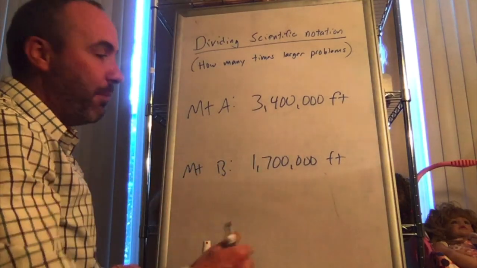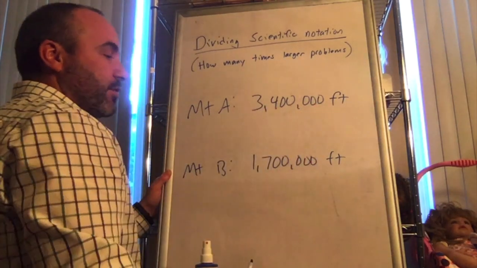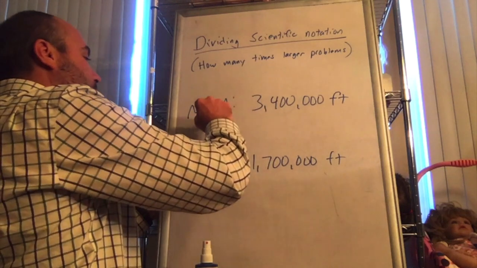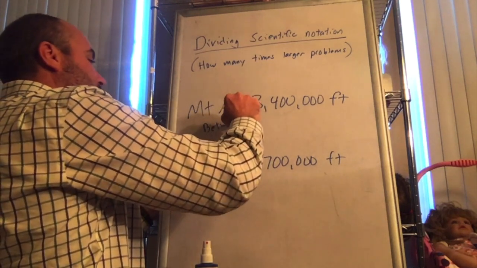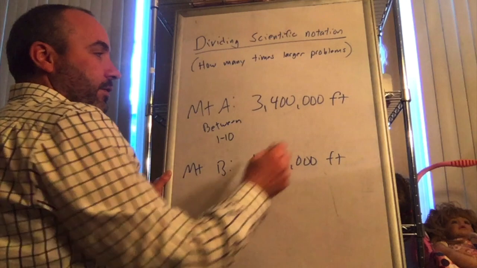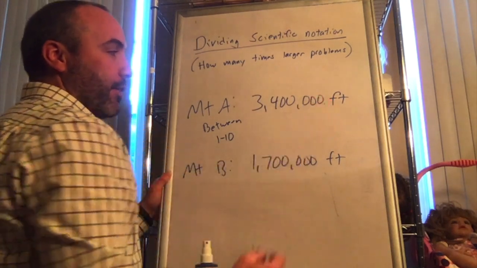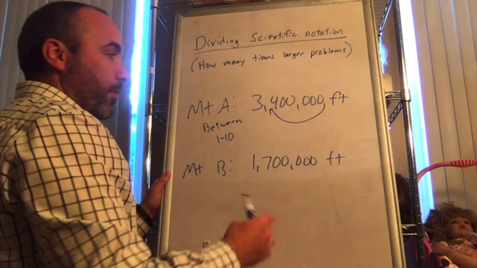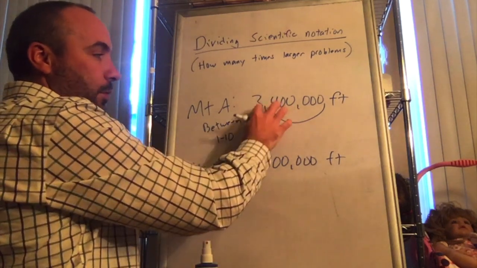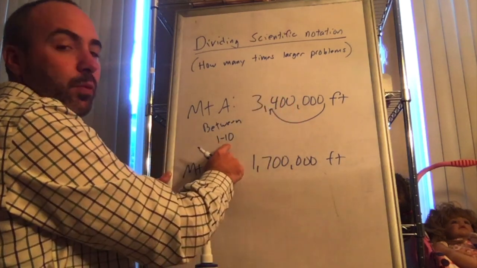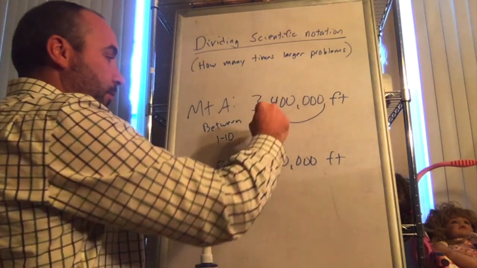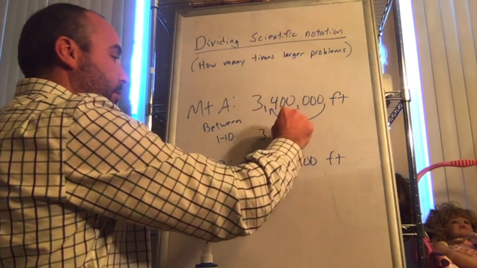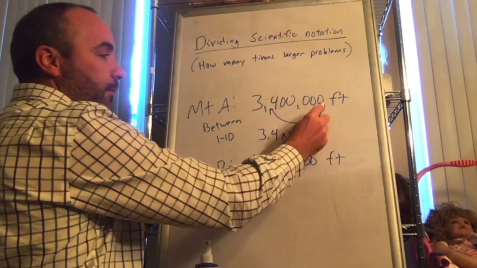And to do that, it might be easier to change these into scientific notation. So remember, we want to move the decimal so the coefficient is between 1 and 10. The decimal is right now at the end of the number. We want to move it between the 3 and 4, not after the 4. We don't want 34 because 34 is not between 1 and 10. We want 3.4. So we're going to have 3.4. And then we want to talk about, well, how far did this decimal move?